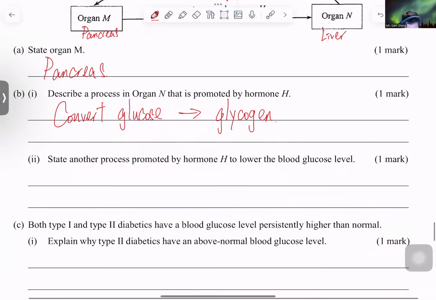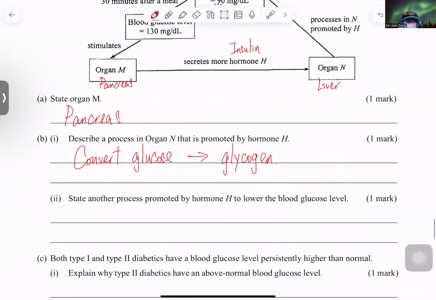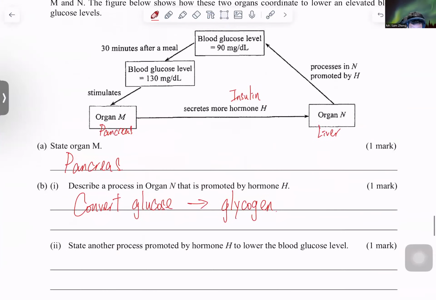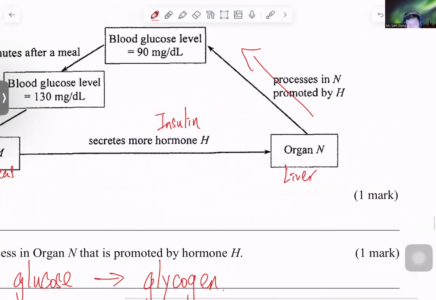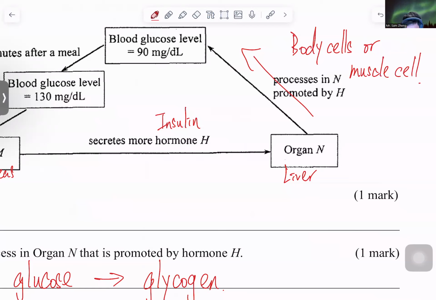Next, now we have another process promoted by hormone H to lower the blood glucose level. So that means it's already outside the liver. So where will the excess blood glucose go? Definitely, it goes to different body cells or muscle cells. Then the body cells or muscle cells will do something.